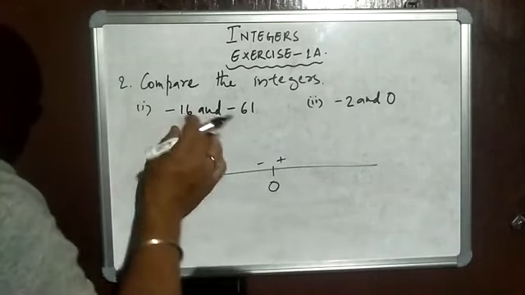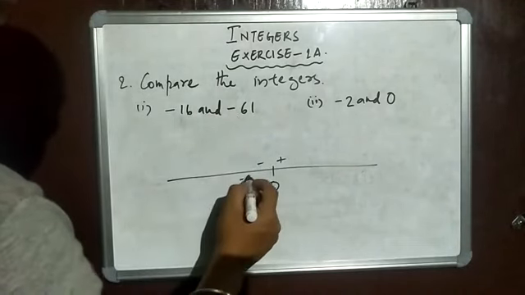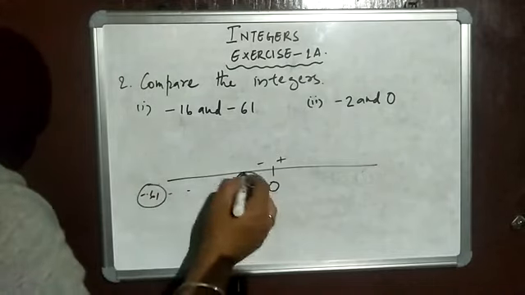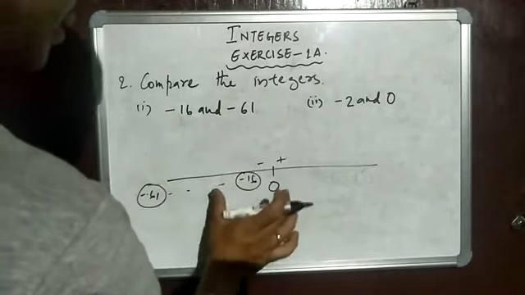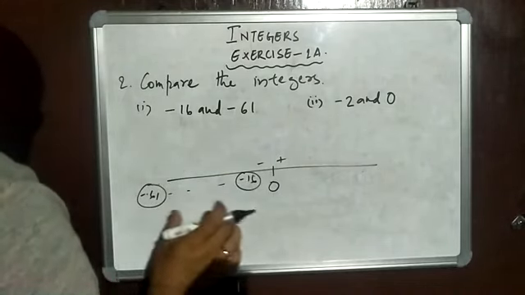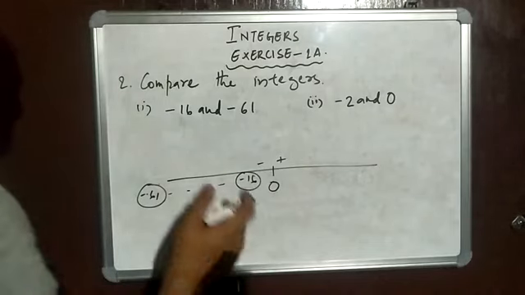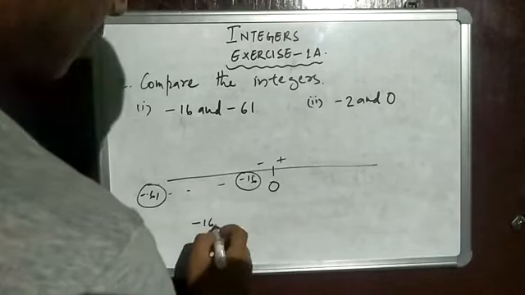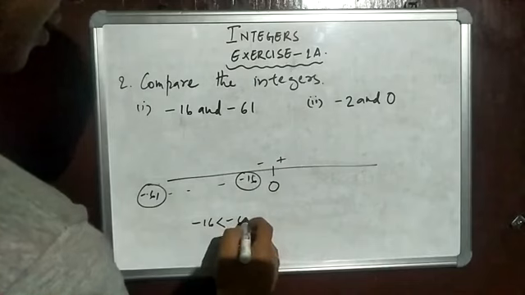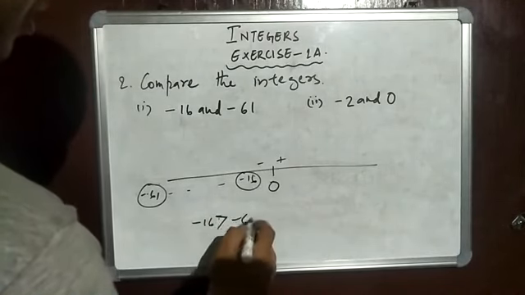Okay, now we have minus 16 and minus 61. Which one will come first? Minus 16 will come first, then minus 61 will come later. In this category of questions, we check which one is bigger and which one is smaller. So minus 16, the number which comes first, is the bigger one, and the one which comes last is the smaller one. So minus 16 is bigger than minus 61.